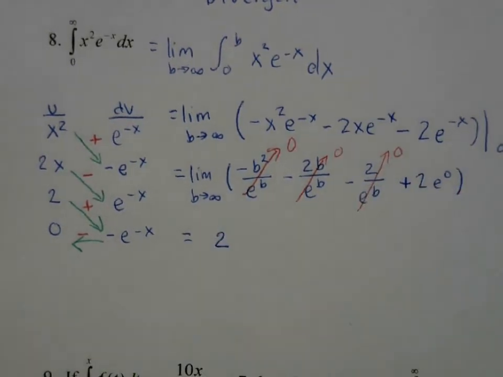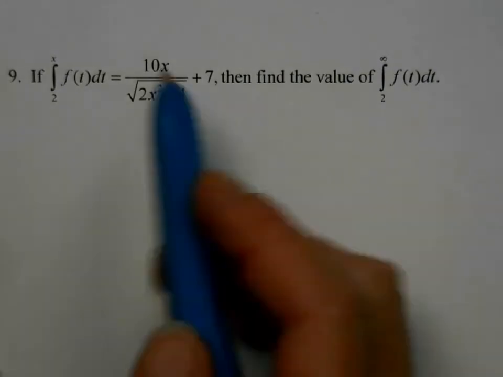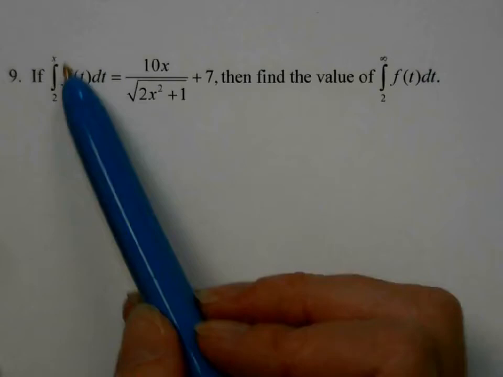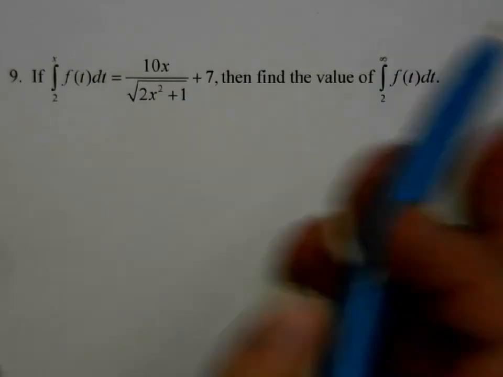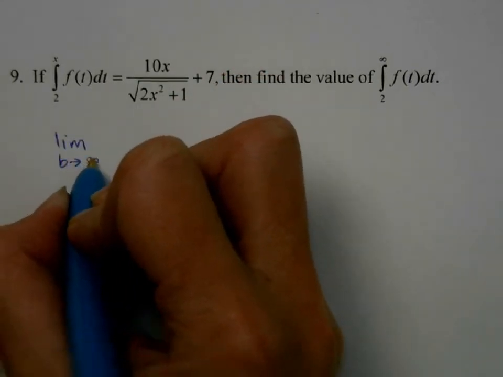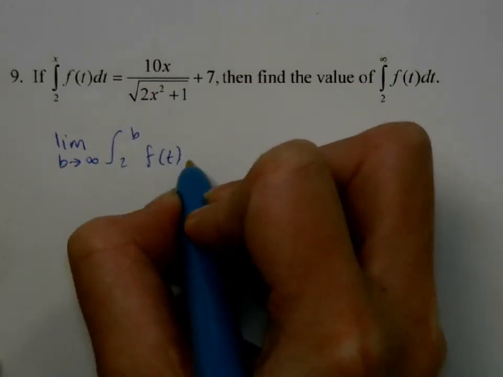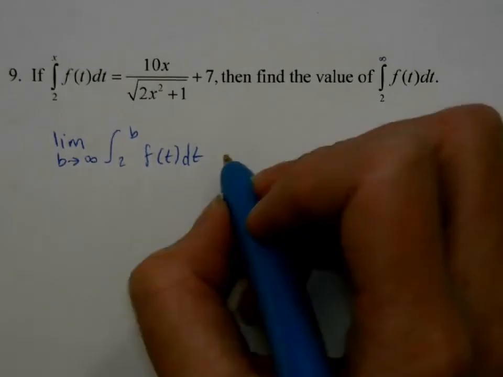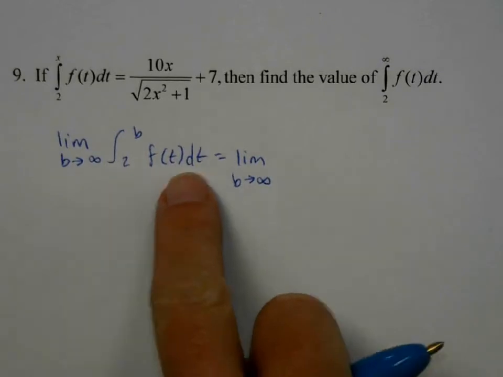All right, one final example, and this would be something you might see on a part of a free response or maybe a multiple choice question. So it says if the integral from 2 to x of f of t is this, then find the value of 2 to infinity. Well, I can rewrite that with my limits. Okay, well that's just going to be the limit as b goes to infinity. I'm going to take this and replace it here.